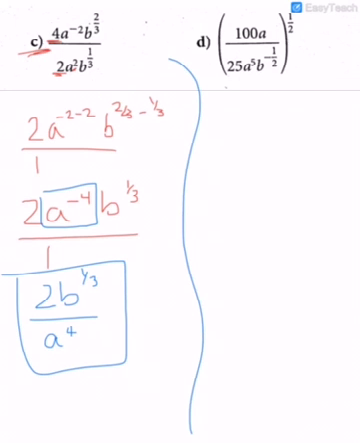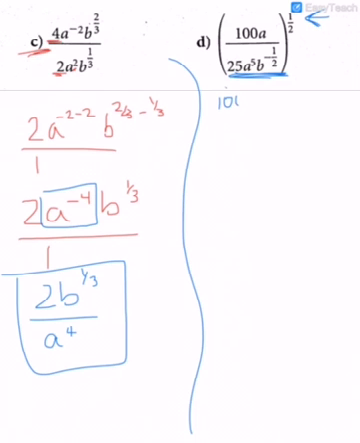Let's try another one. Here we have 100a divided by 25, a to the power of 5, and b to the power of negative 1/2. This is a little bit tricky, but again, this time I'm going to start inside my brackets and deal with my outside power later. So let's start inside the brackets.